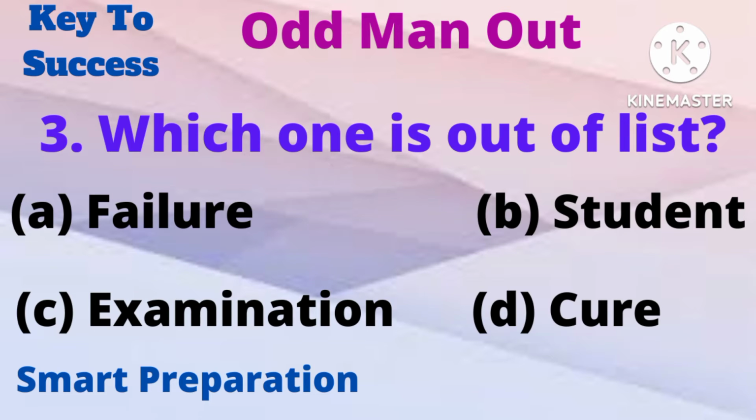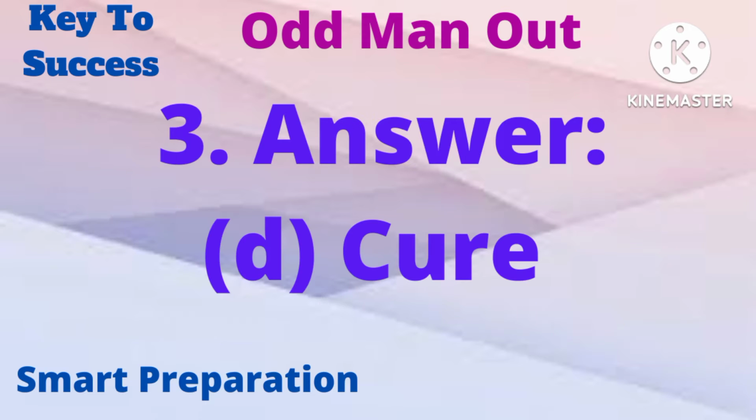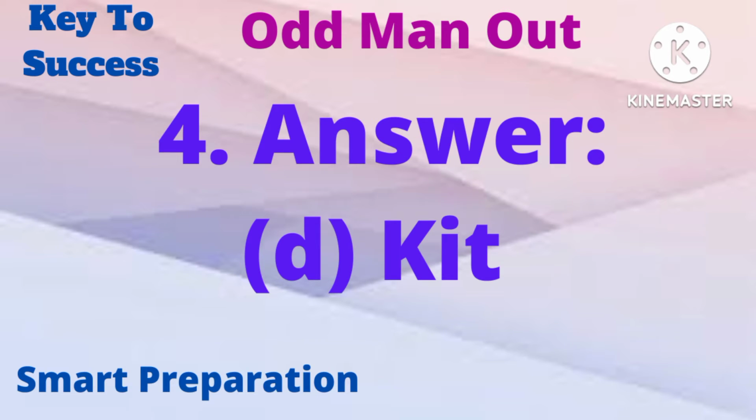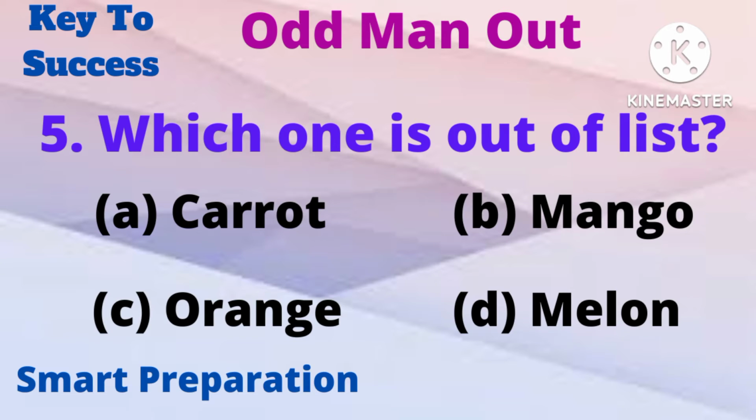Which one is out of list? A failure, B student, C examination, D cure. Which one is out of list? A fad, B hat, C far, D kit. Which one is out of list? A carrot, B mango, C orange, D melon.